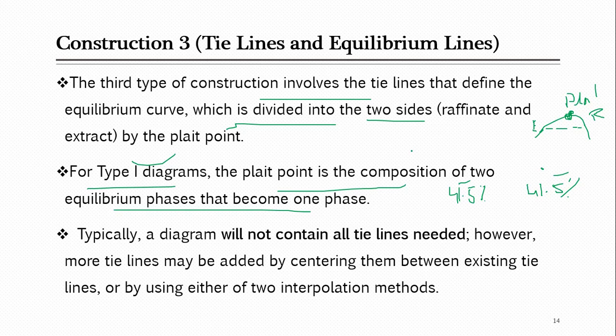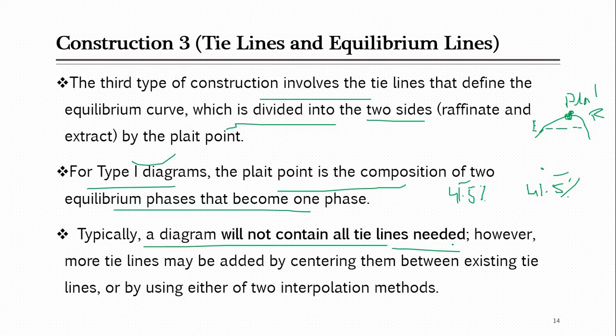So typically a diagram will not contain all the tie lines which you need. Actually, later we are going to see that sometimes you need some tie lines, or you have to extrapolate some tie lines which are not available inside your diagram. If there are only a few tie lines, you can only draw based on the given data. Actually, we draw the tie lines based on the equilibrium data. Initially, at least 4, 5, 6 tie lines you can draw based on the given data points. Sometimes they are not sufficient, especially when you are going to calculate the number of stages.